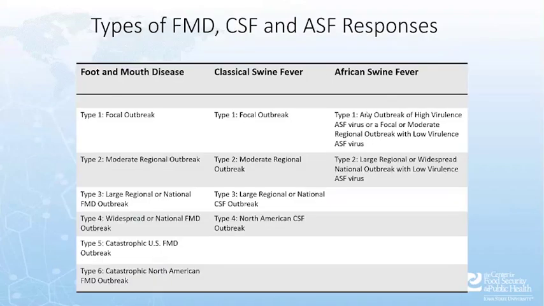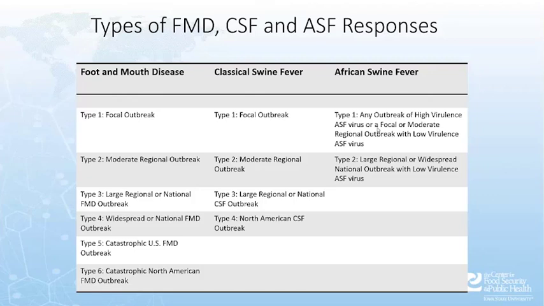So for the different types with African swine fever, there are only 2 types in this document. Type 1 is an outbreak of high virulence ASF virus, or a focal or moderate regional outbreak with low virulence virus. Type 2 would be a large regional or widespread national outbreak with low virulence ASF virus. Now, the virus that is spreading in Asia and Europe, including China, is high virulence. So that's the one that seems most likely to spread to the U.S., because the strains in those parts of the world are highly virulent strains.